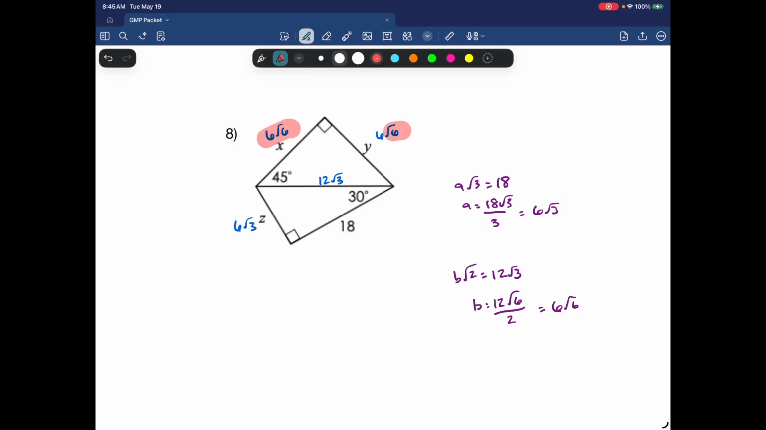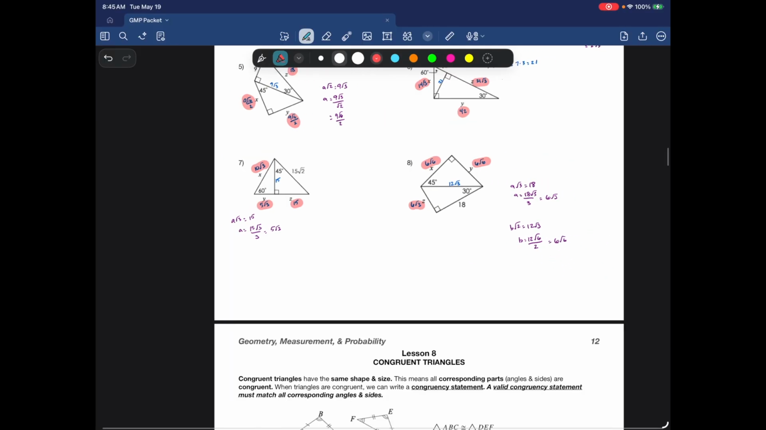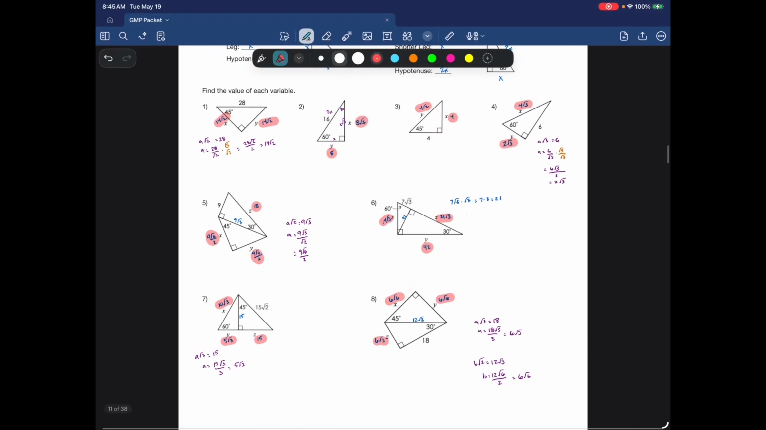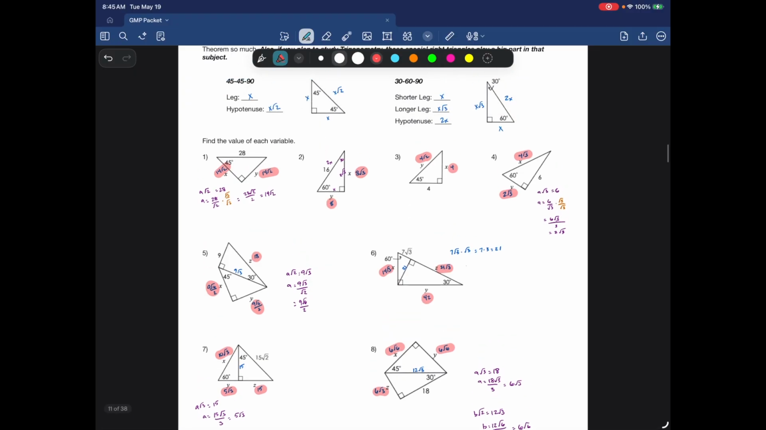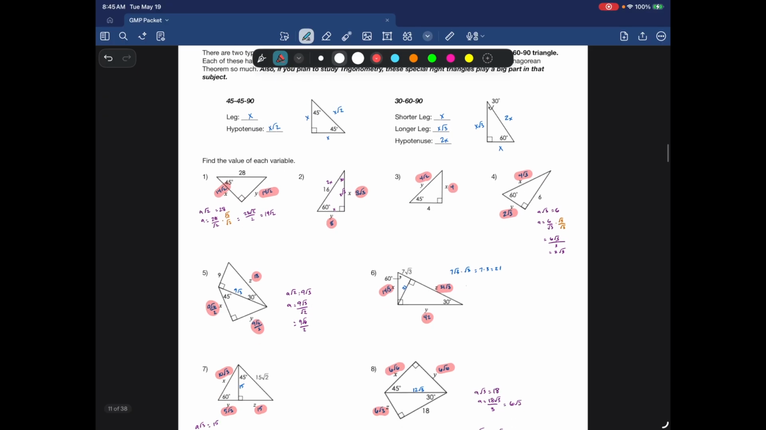All right, so that's a quick review of special right triangles. Again, I would not avoid this lesson. I would really practice it if you get to it. So I hope you got something out of that, and I will see you in the next lesson.